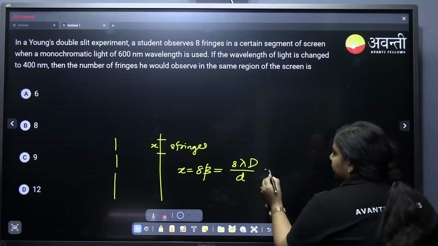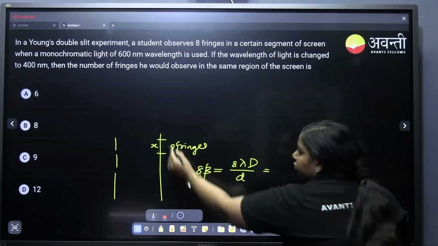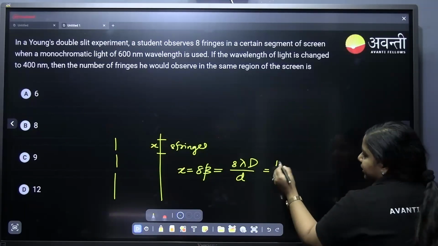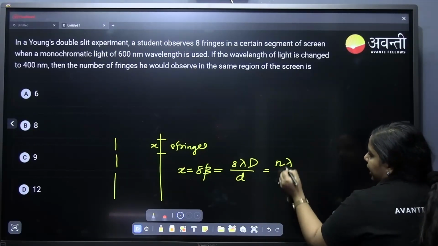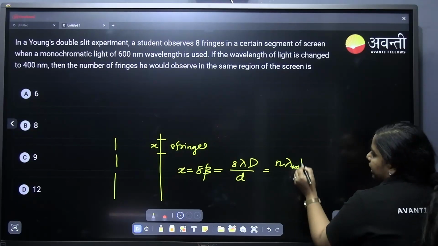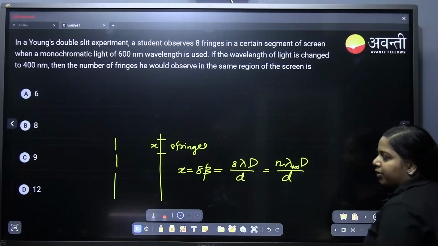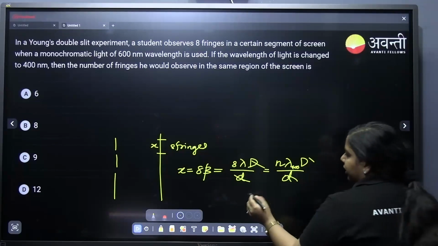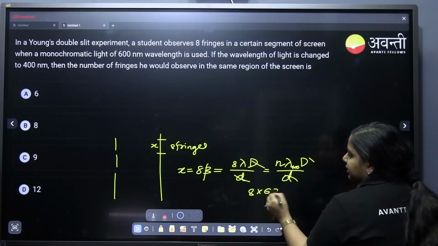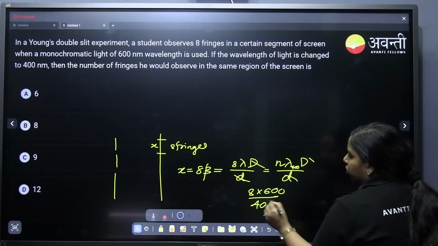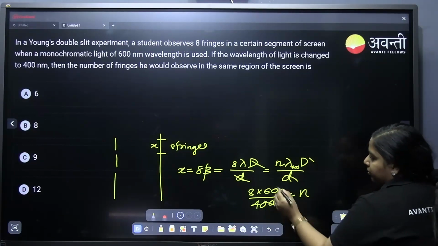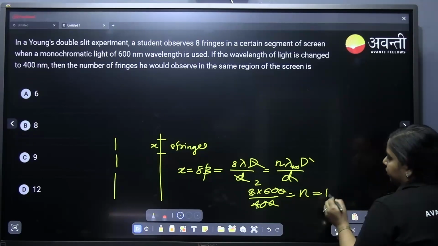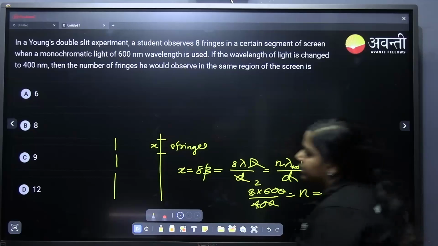So x is not going to change, the distance remains the same, but the number of fringes will be different. So n times 400 D by d we have to equate. D by d cancels, n we have to find, so 8 into 600 divided by 400 equals n, which is equal to 12. Answer is option D.